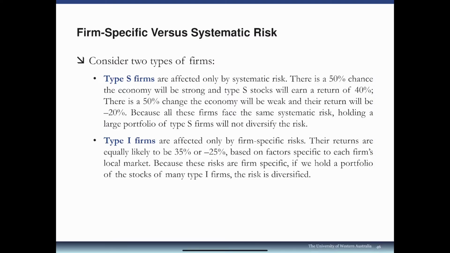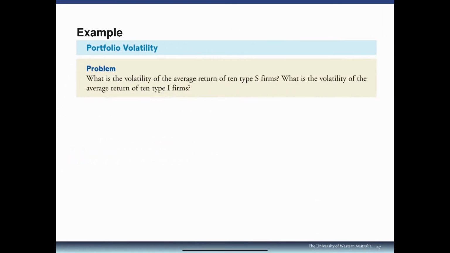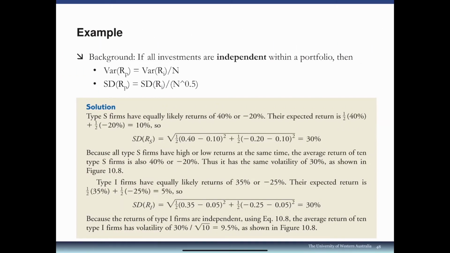So just to prove the concept in statistical terms, let's say over here, what is the volatility of the average return if we hold 10 type S firms? And what is the volatility of the average return if we hold 10 type I firms? As background knowledge, if all investments within a portfolio are independent, meaning there's no correlation between each other, then the variance of the portfolio will be the variance of the individual one divided by n, such that the standard deviation will be the standard deviation of the individual asset divided by n to the power of 0.5, because you take a square root.